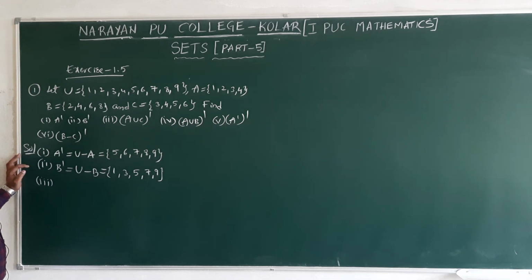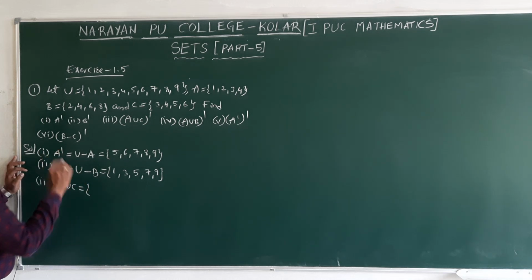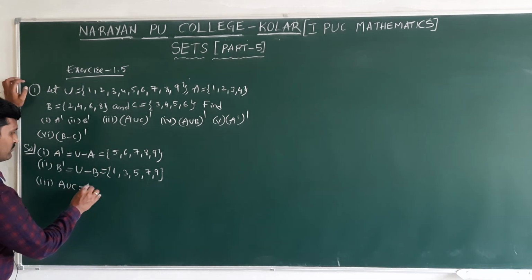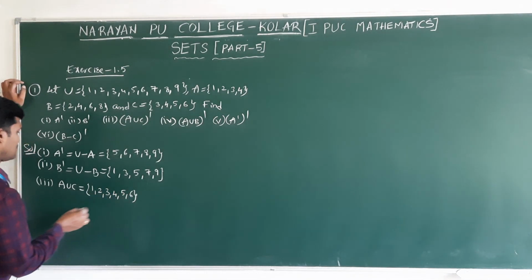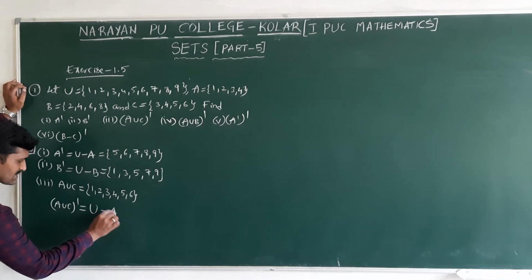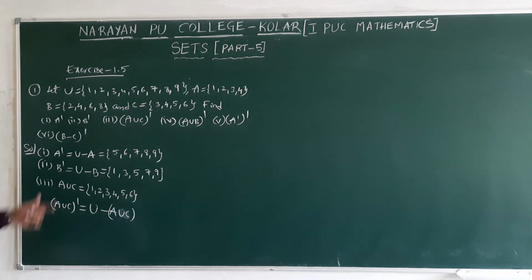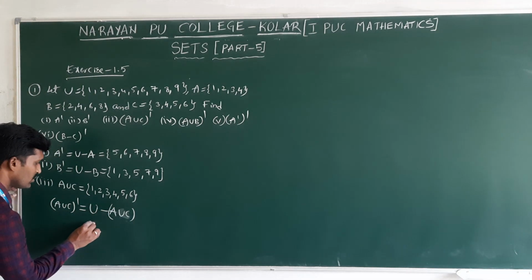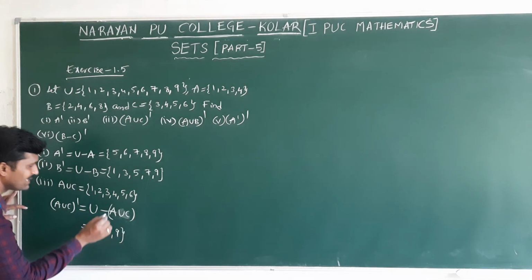Third one, what? A union C whole dash. First of all, I will find out A union C. Combine A and C. A is 1, 2, 3, repeated, write once, 4 also, 5, 6. For this we need to find A union C whole dash, which means universal set minus A union C. From universal set, remove these elements, that is A union C whole dash. 1 to 6 eliminated, remaining what? Only 7, 8, 9, that's all.